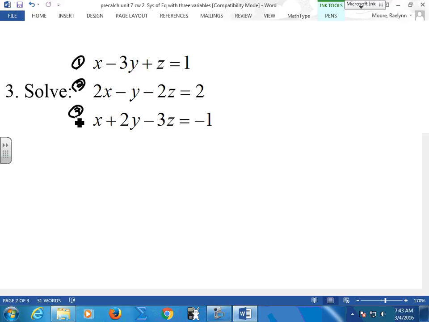So what variable do you want to eliminate? Which two do you want to combine? 1 and 3. So what are we going to eliminate?